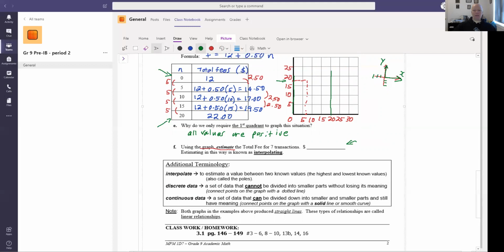And if you're estimating a value between these 2 poles, like inside, that's called interpolating. It's within the range of the data points, okay? Between the two values, between the highest and lowest known x values. So the x values are the independent values. And then we talk about discrete data.